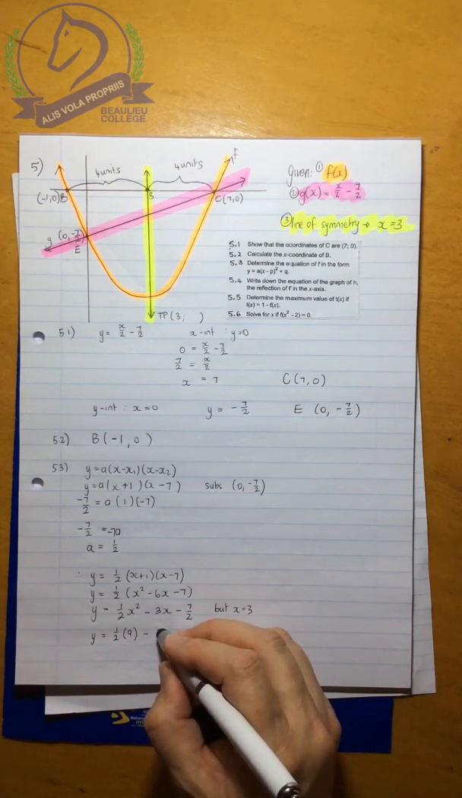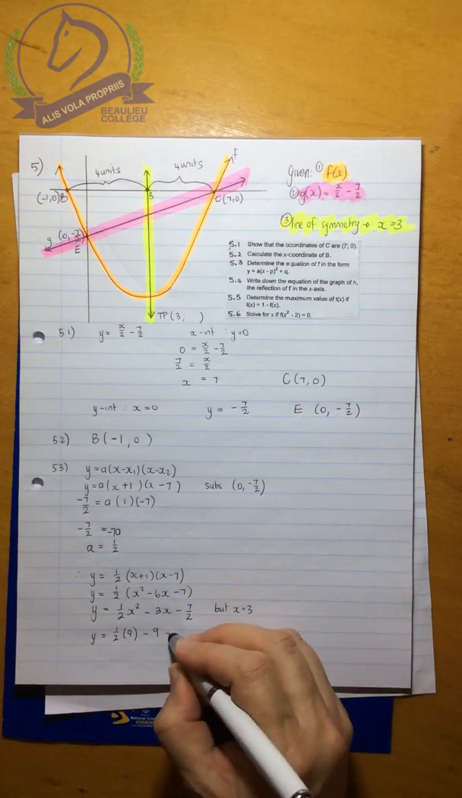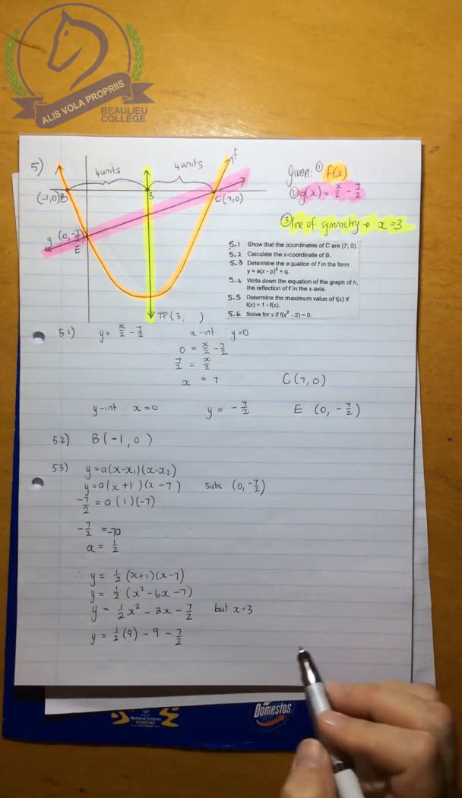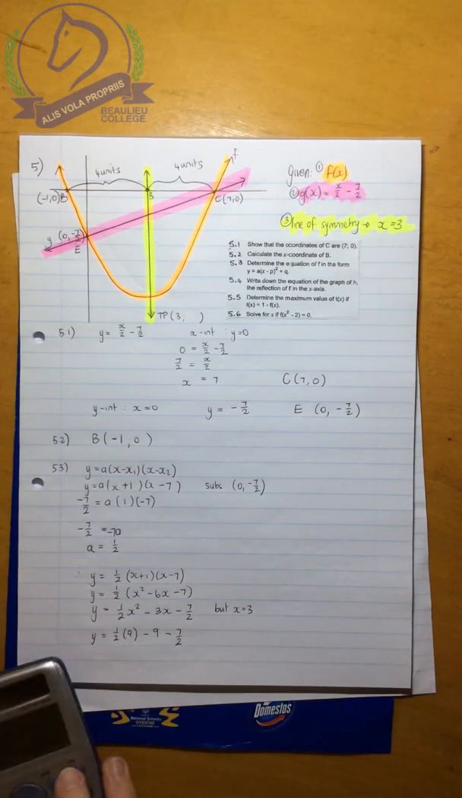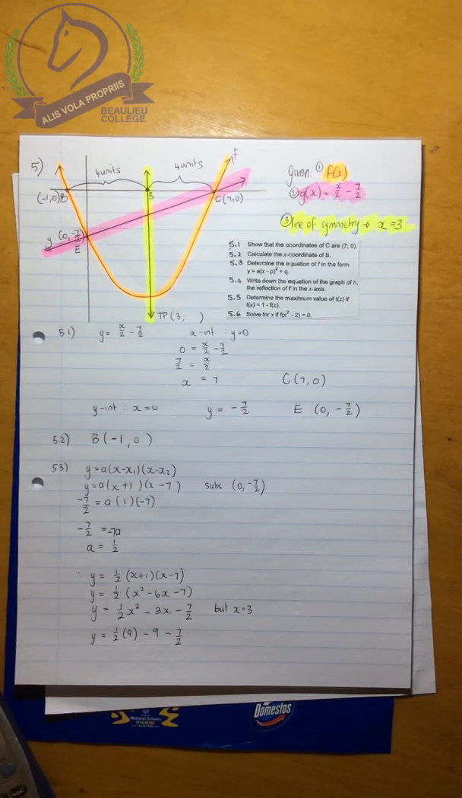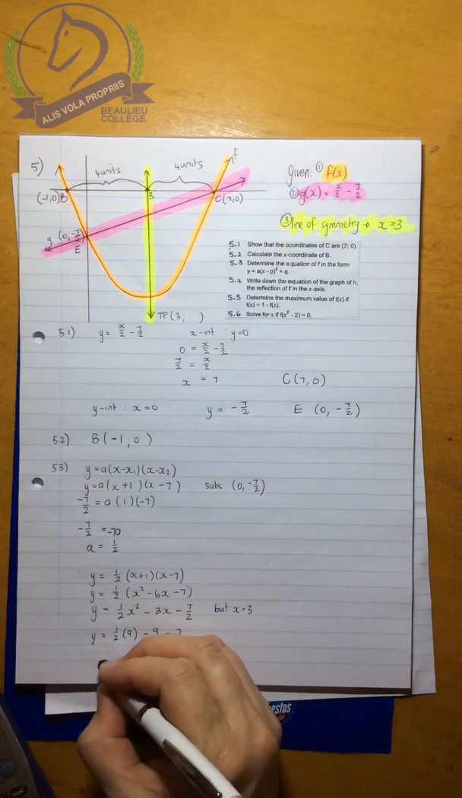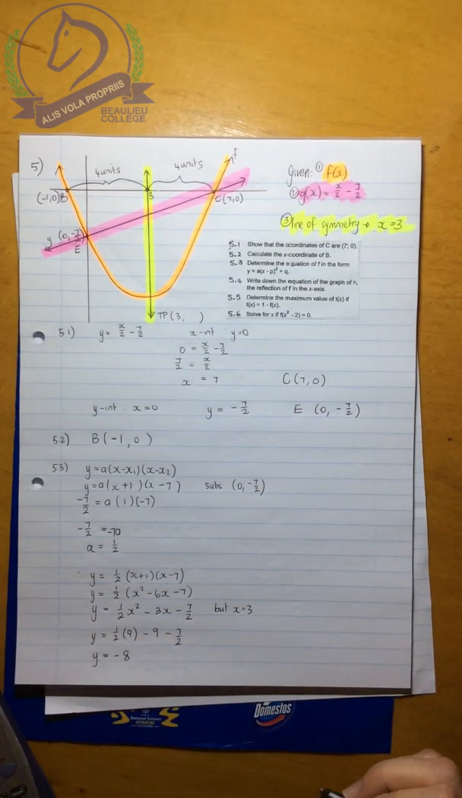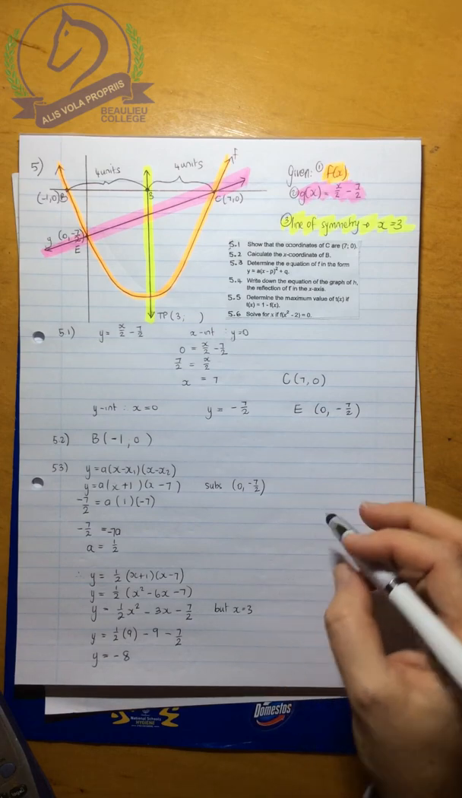Minus 3 times 3 is minus 9. Minus 7 over 2. Oh, it's not 3. Yeah, it's 3 times 3. So if I put that in, times 9 minus 9 minus 7 over 2, I get the y coordinate of my turning point is negative 8.